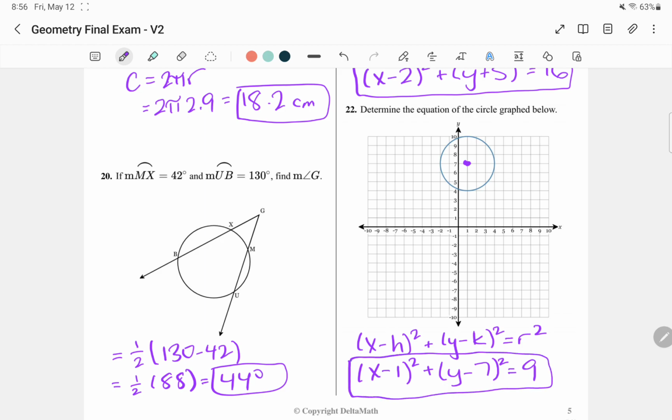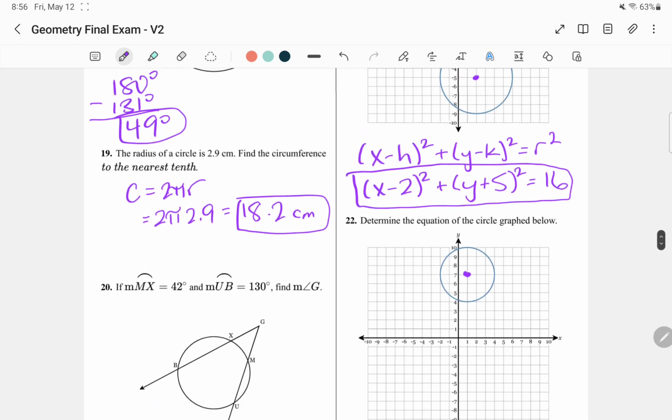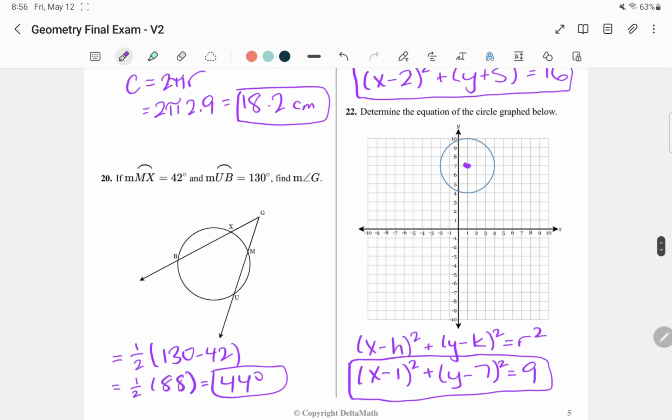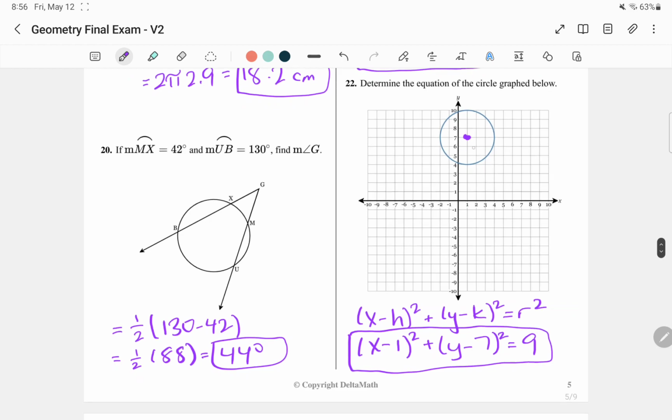Remember, my center is h comma k. That's how I filled in the h and k for both of these. The center was 2, negative 5, so I just replaced h and k with 2 and negative 5. The radius was 4, so I replaced r with 4. Same thing right here. Center is 1, 7, so I replaced h with 1, k with 7, and the radius was 3, so 3 squared is 9.